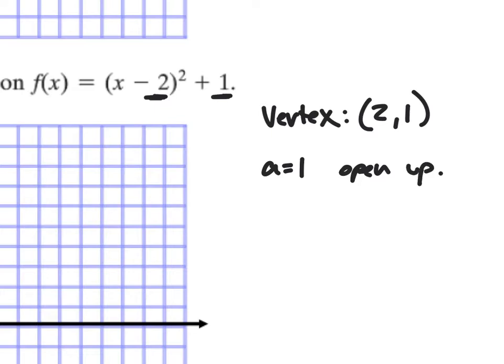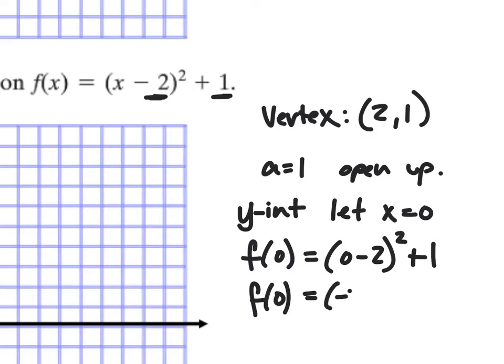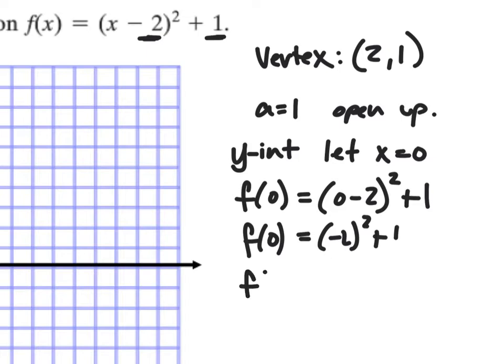Okay. The next thing I want to do is determine a y-intercept. The y-intercept can be determined by the following. I'm going to let x equal 0 and plug that in. So I'm going to do f of 0. I'm going to get (0 minus 2) quantity squared and then plus 1. So f of 0 is going to give me (negative 2) squared plus 1. If I take negative 2 and square it, we're going to get 4, and then plus 1. So f of 0 is equal to 5.